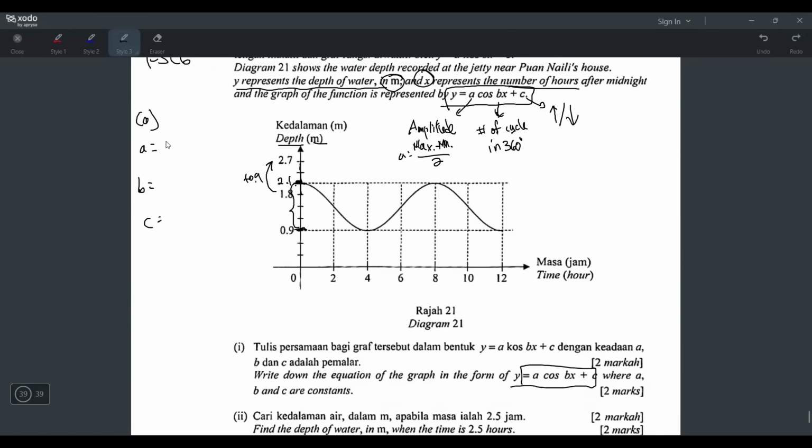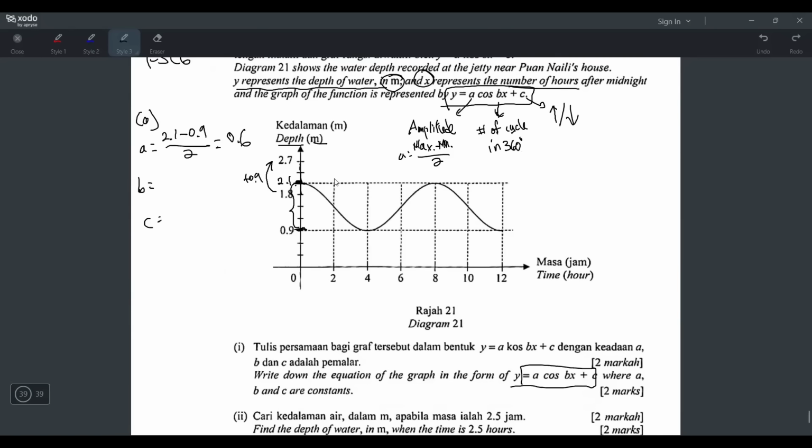So to get the amplitude, first you take 2.1 minus with the 0.9 and then divide 2 because you're trying to get half the distance. Okay. 2.1 minus 0.9 will be the total distance, and then divide 2 to get half lah. So you get 0.6. So now I have my a. Now for the b, number of cycle in 360. Okay.